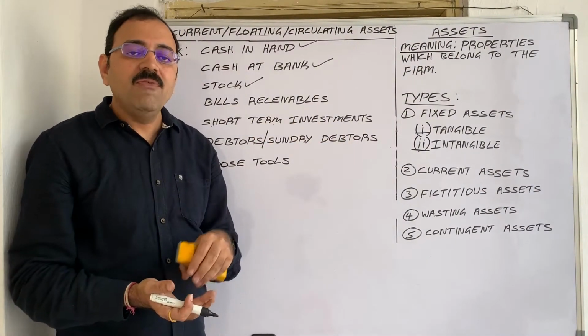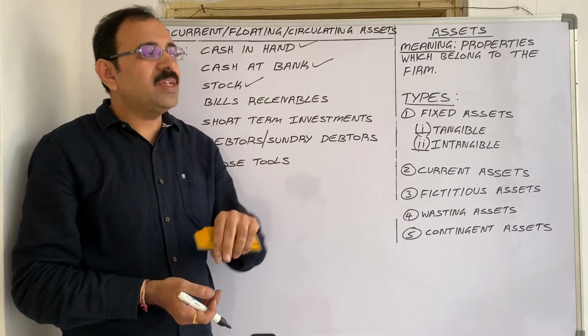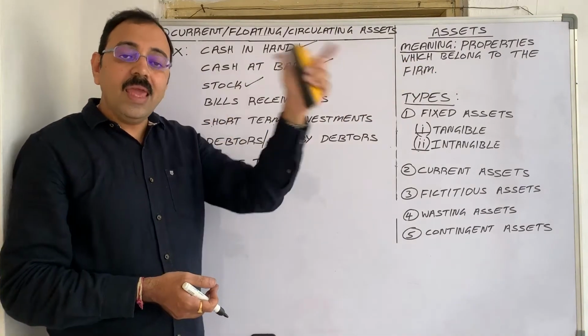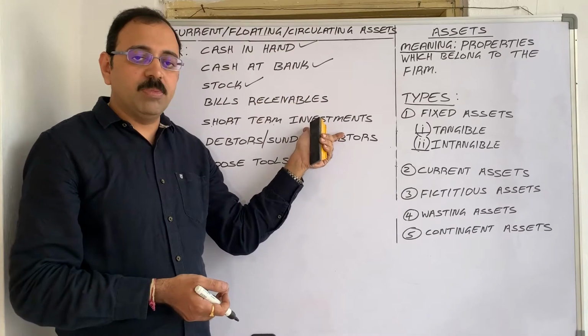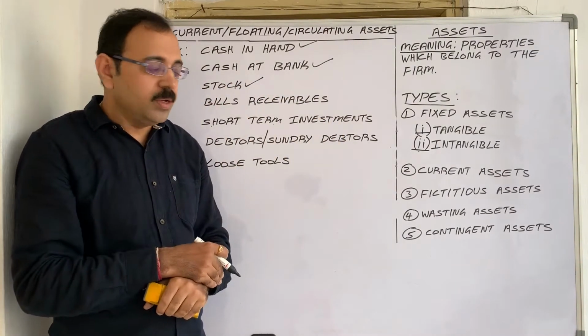Next current asset is short-term investments. For example, with our savings money, we purchased money market instruments. We purchased treasury bills. We purchased commercial papers. They come under short-term investments. So within 1 year, we will get back our principal amount.